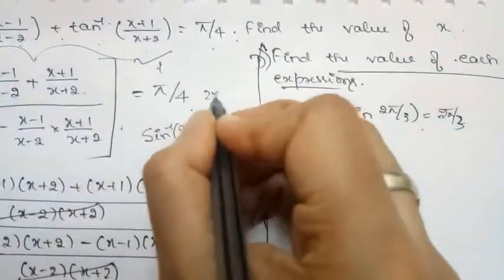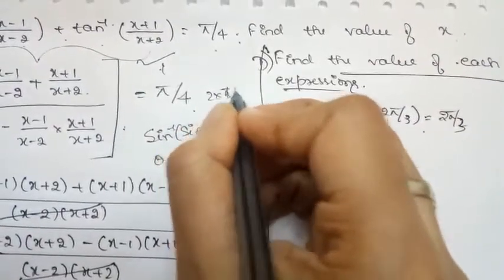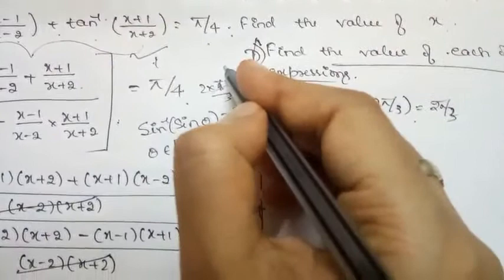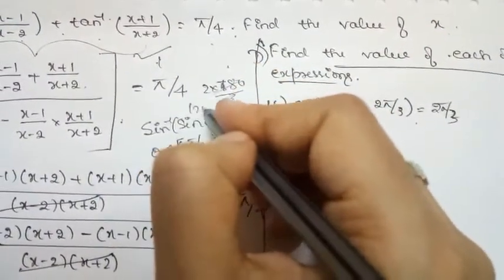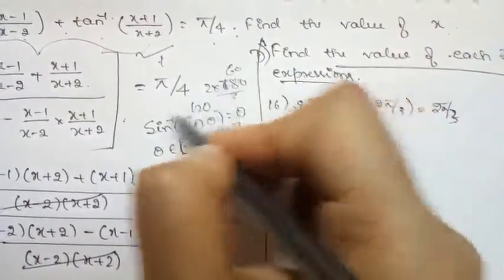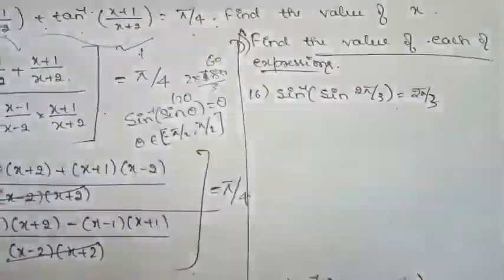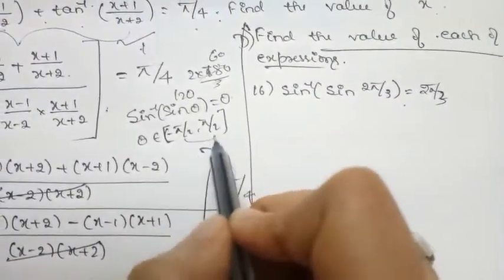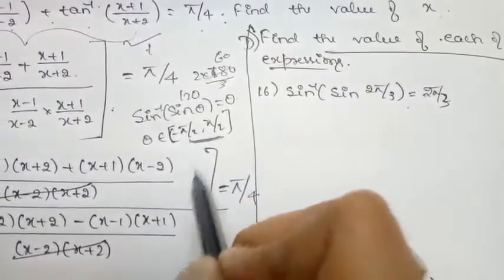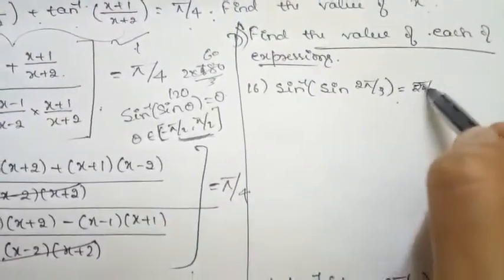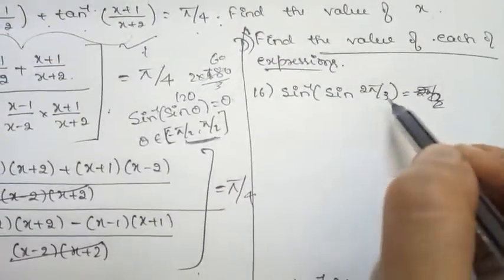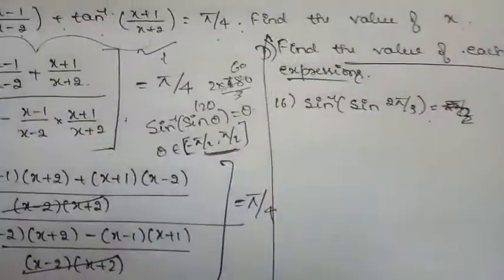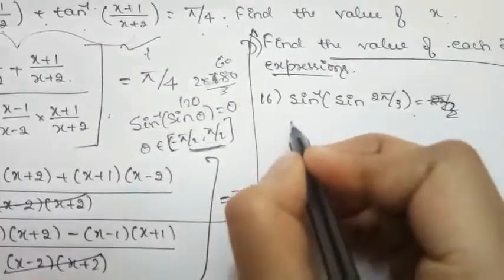So 2 pi by 3 means 2 into 180 by 3, which is 120 degrees. Yes, it is 120 degrees. So 2 pi by 3 is 120 degrees. So 120 degrees is not coming under this interval. So we can't write sine inverse of sine 2 pi by 3 is equal to 2 pi by 3. So we need to bring this one within this interval. So how are we going to deal with it?